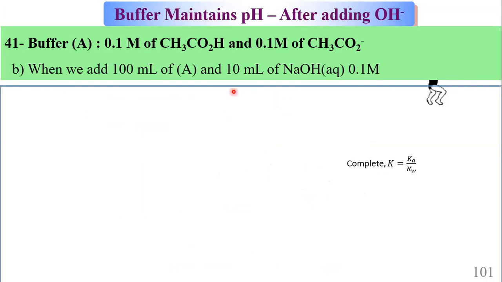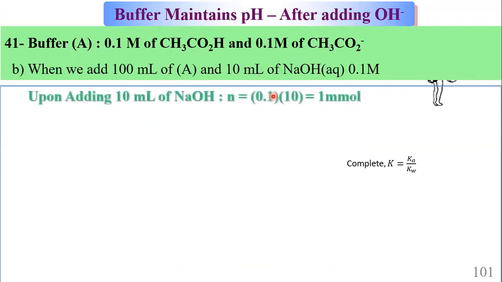Okay, part B of number 41. We have 0.1 molar of the acetate, and we're taking 100 milliliters of this buffer, and now we're adding 10 milliliters of OH minus. Now, when you add OH minus, let's see how much of that OH minus I'm adding. I'm adding 10 milliliters of a 0.1, and so if you multiply that concentration by the volume in milliliters, we get 1 millimole as in moles.